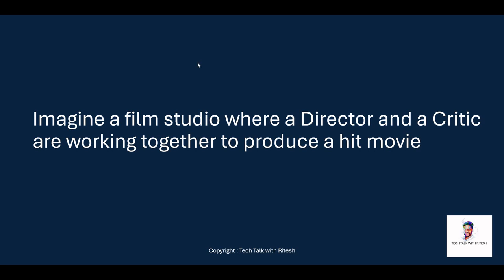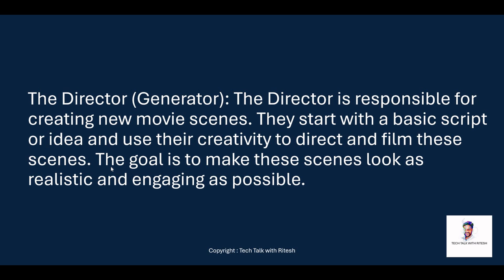Okay, imagine a film studio where a director and a critic are working together to produce a hit movie. I'm not sure if it really happens that a director works with a critic, because it always happens when the movie is launched, when the movie is already released, that the critics start coming and giving the ratings, etc. But let's imagine the director, which is the generator, right? It generates the movie. The director is responsible for creating new movie scenes. They start with the basic script or idea and use their creativity to direct and film these scenes. The goal is to make these scenes look as realistic and engaging as possible.